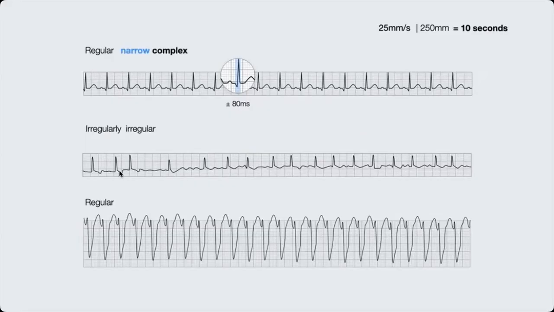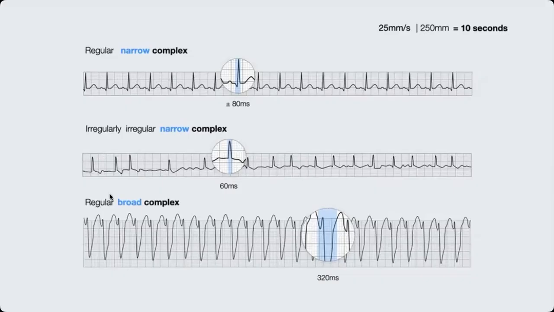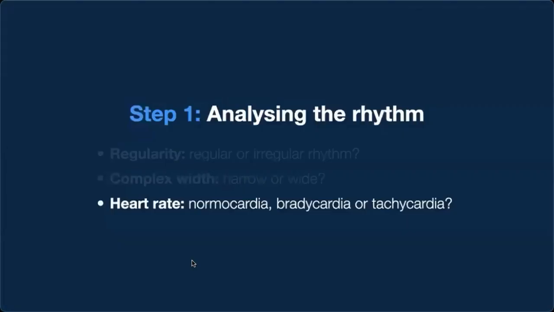Okay. This next example, it measures about 1.5 small blocks. So it measures about 60 milliseconds. And so it's less than 120 milliseconds. So this is also another narrow complex rhythm. And then the last example here, the complex is really wide, and we say it measures about 320 milliseconds. And so this is a broad complex. So bigger picture, we're saying this implies that the origin is from above the ventricles, also above the ventricles for the second one. And this here suggests that the origin of the electrical activity is coming from within the ventricles.